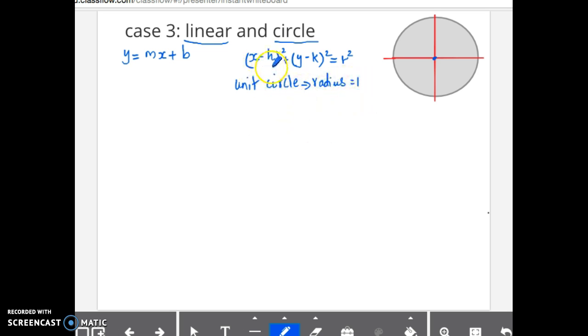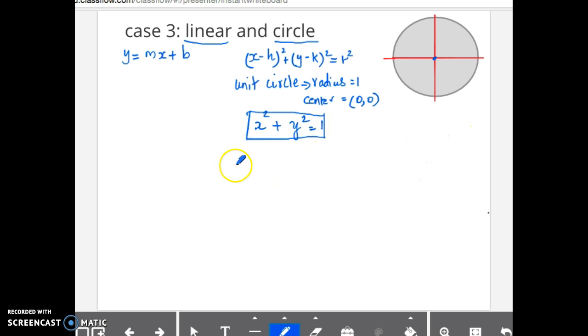Since the center is 0, 0, h and k will be 0 and 0, and the radius is 1, so 1 squared will be equal to 1. Let me write. Unit circle's center will be the origin, or 0, 0. So this is h, this is k, and this is r. When you plug it into the general equation, x minus 0 the whole square will just become x squared, y minus k the whole square, k is 0, so that will become y squared, and the radius is 1, so 1 squared will just become 1. So this is the equation: x squared plus y squared equals 1 is the equation of a unit circle.